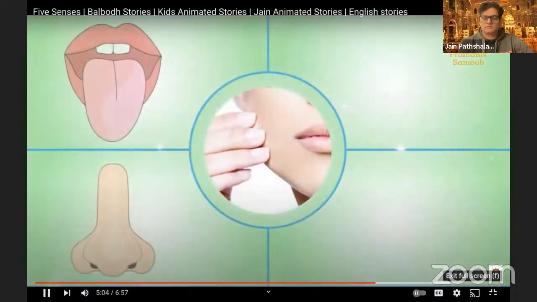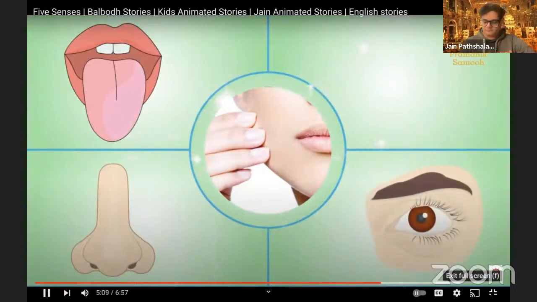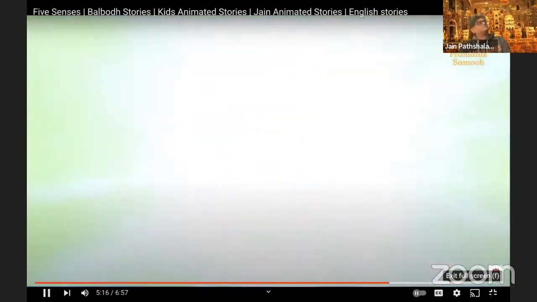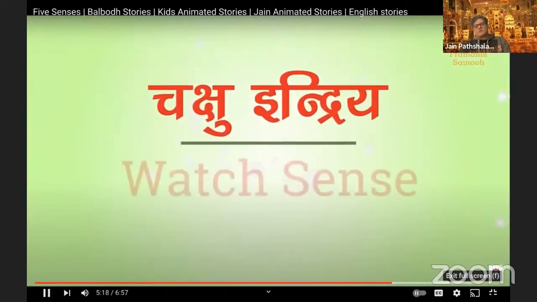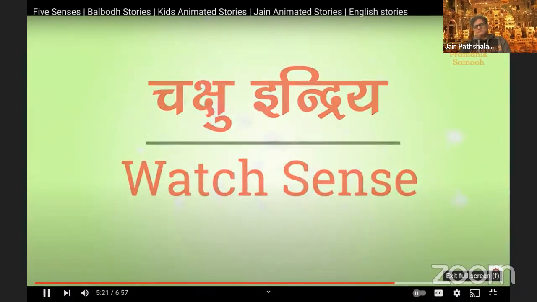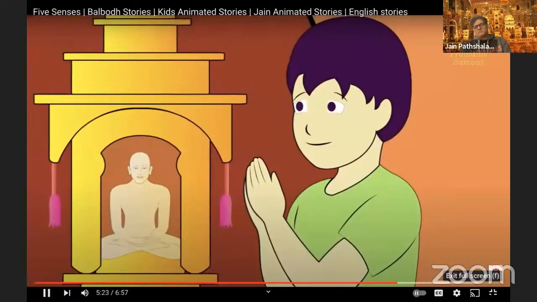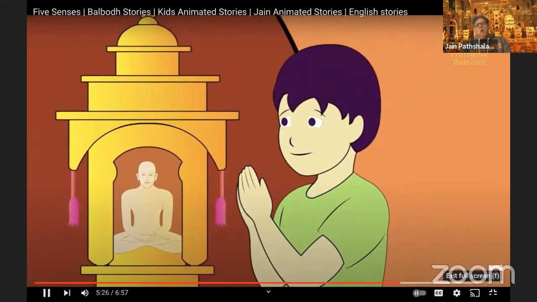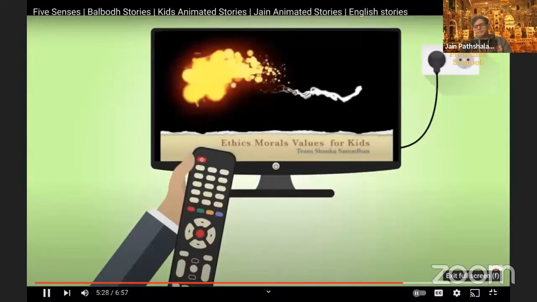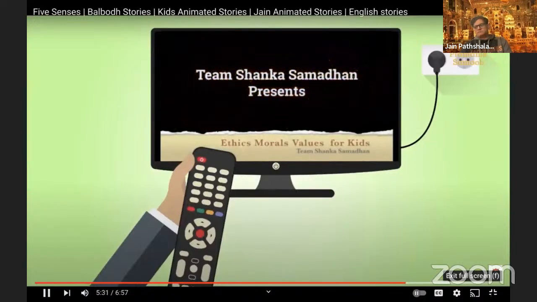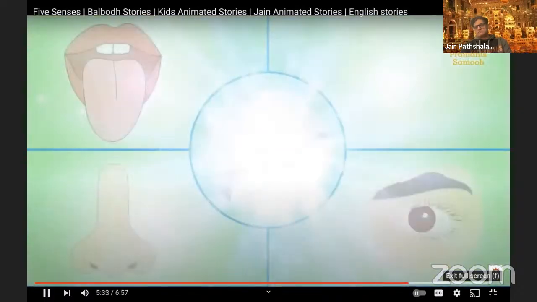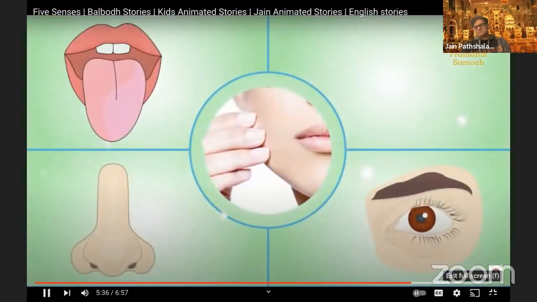Now we will move on to the fourth sense. That is our eyes. Eyes are the most beautiful creation of our body country, with which we can see everything. Eyes are also called the sight sense or Chakshu Indriya. Son, with our eyes, we can view God in the temples and also watch TV. Do you get it? Now, we will see the fifth sense of our body country, the ears or Karna Indriya.